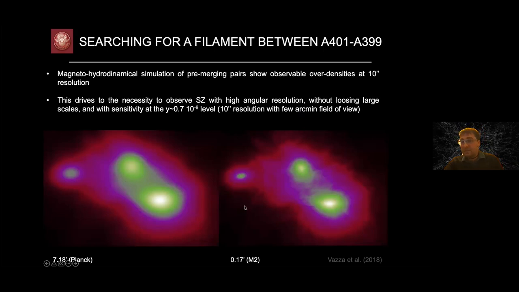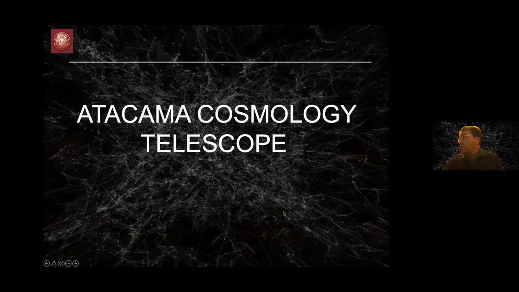And so this is a good sign. We were hoping to be seeing this structure in this cluster pair. So we did basically two kinds of observation, one with moderately high angular resolution with the Atacama Cosmology Telescope, and I'm going to describe this, and then we did the observation with MUSTANG-2.